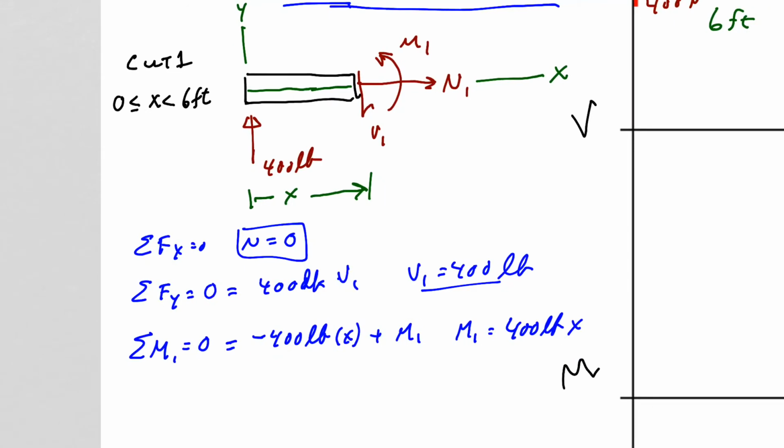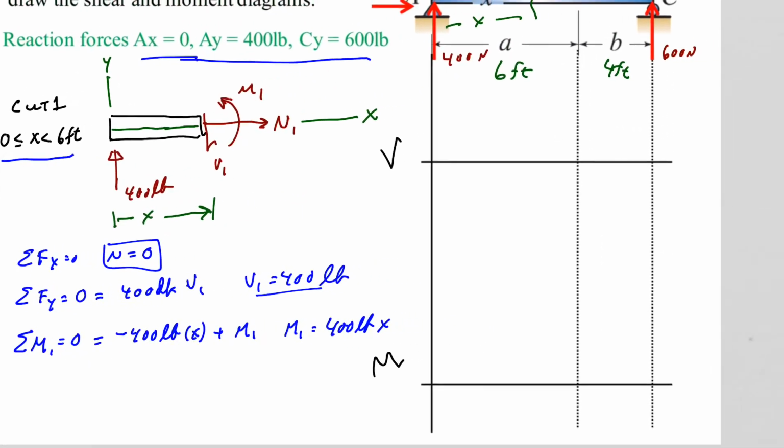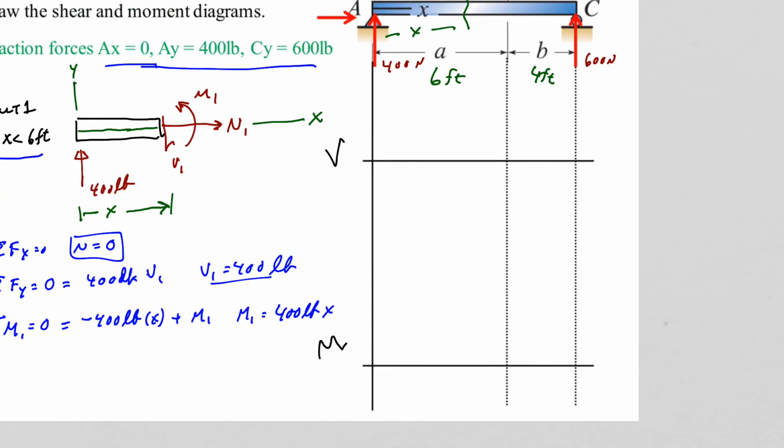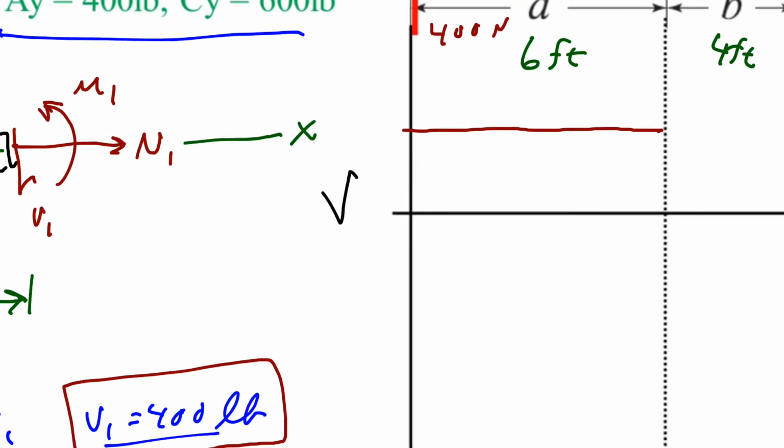If we look at this, our range again is between 0 and 6 feet. We know that for our shear itself, it is 400 pounds positive, and it stays that the whole way through up to this 6 feet. I'll label that as 400 pounds.